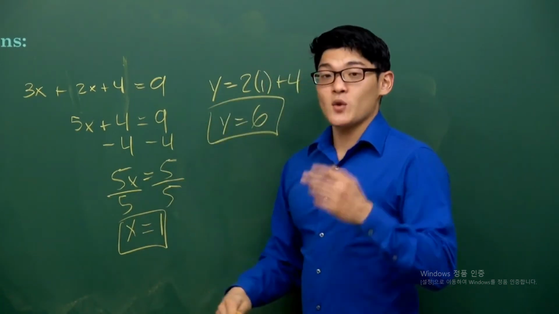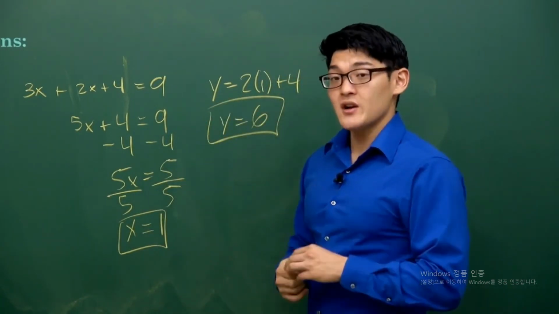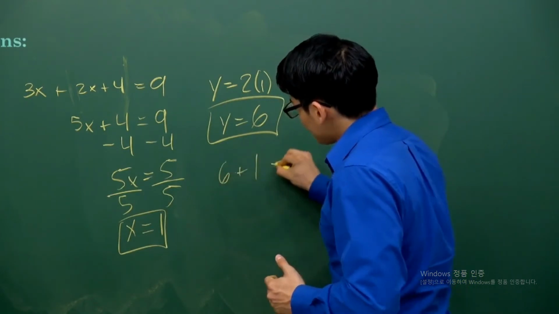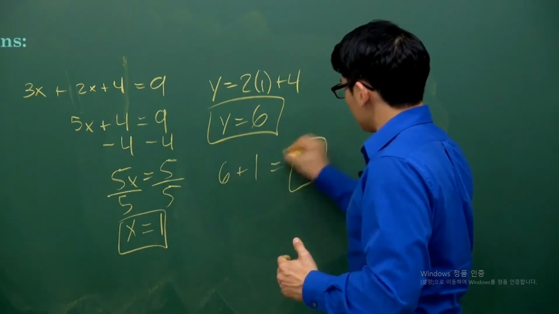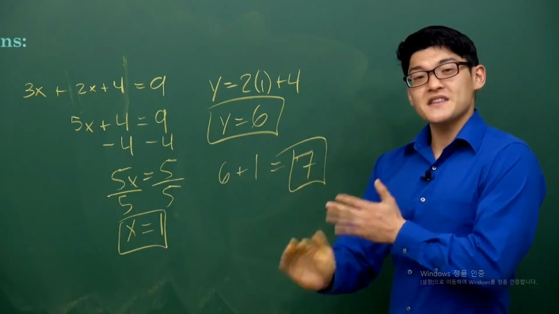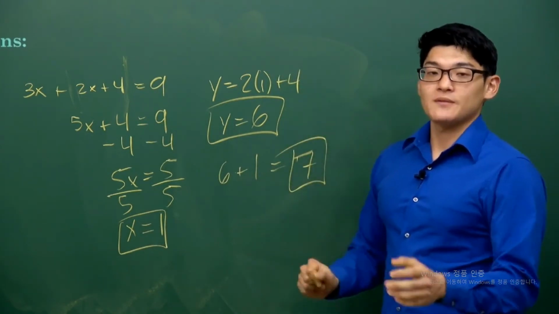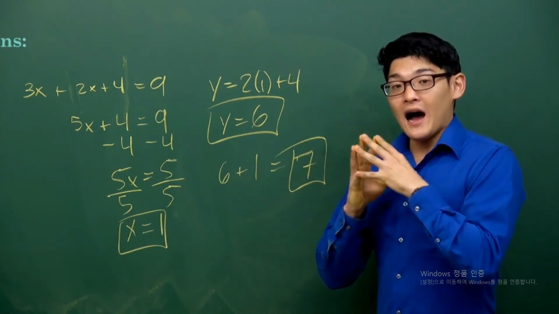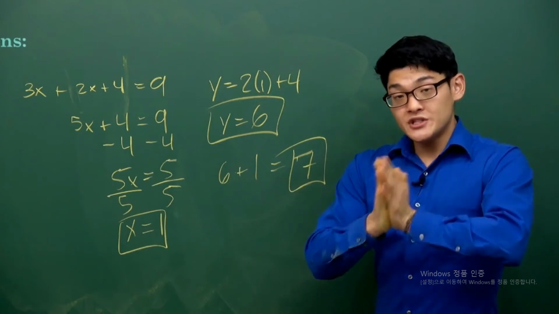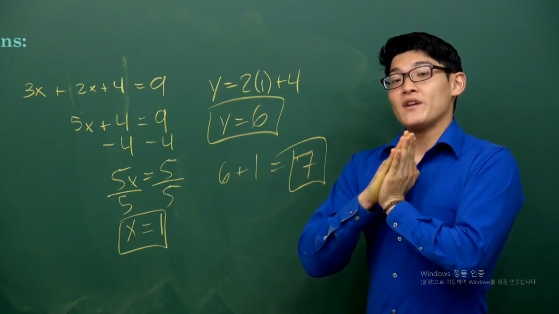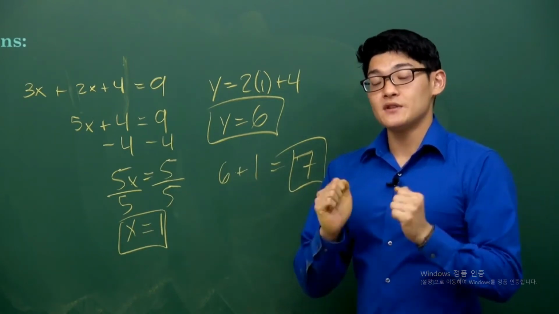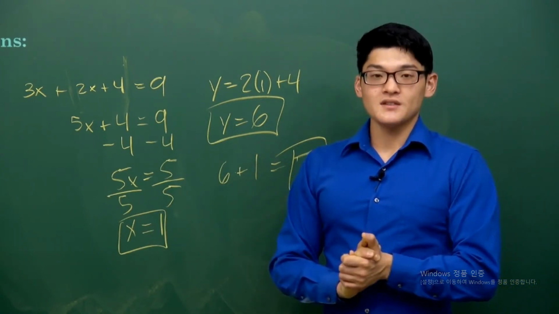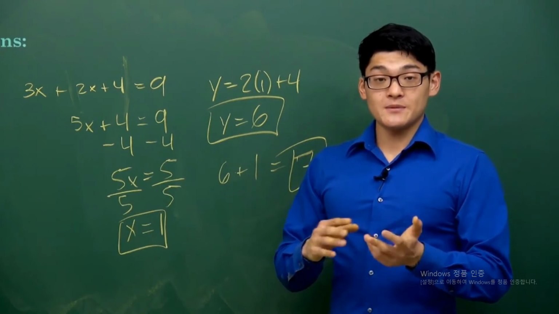And just like the last question, we're going to do something extra. We're doing what is x plus y? Well, 6 plus 1 is equal to 7. So that is the answer for this question, and this is how you approach substitution. Substitution, I will recommend you to do it when a variable is already isolated. If you go ahead and do that, it'll save you an extra step. So please get used to these types of forms.